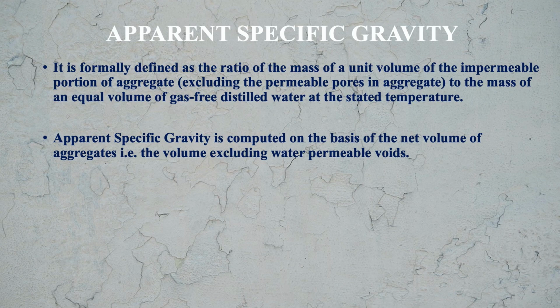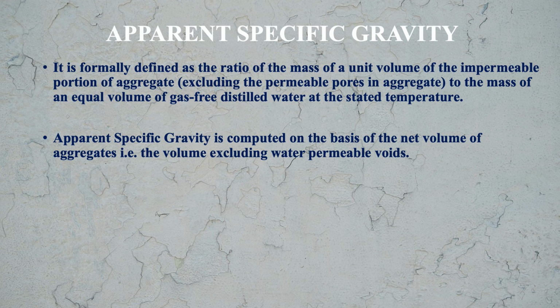Apparent specific gravity is formally defined as the ratio of mass of a unit volume of the impermeable portion of aggregate, excluding the permeable pores in aggregate, to the mass of an equal volume of gas-free distilled water at the stated temperature. So this is the formal definition of the apparent specific gravity.